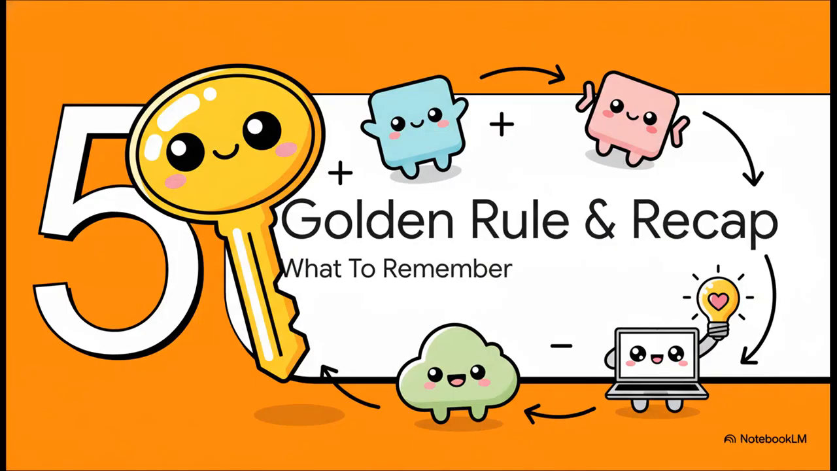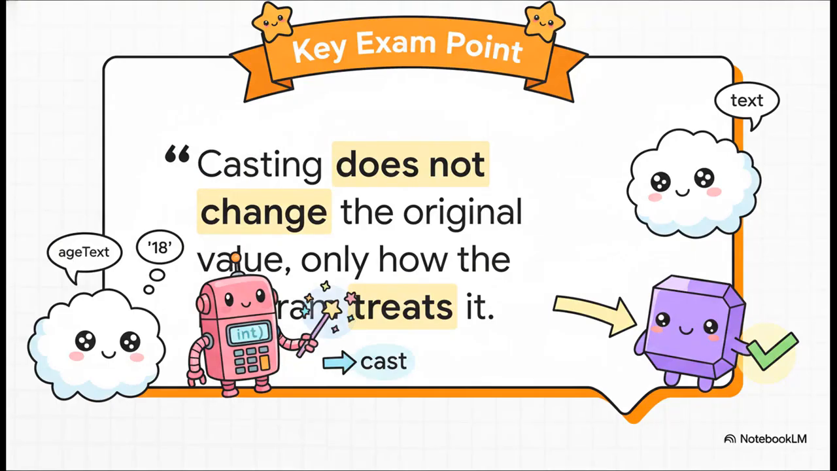Okay, we have covered a lot of ground. So let's take a second to lock in all this knowledge and recap the most important things you need to take away from this. Now, this is a super important detail to understand, especially for exams. When we cast that age text variable into a number, the original age text variable doesn't actually change. It still holds the text 18. What casting does is create a new, translated copy of that data for us to work with. It doesn't destroy the original, and that's a crucial distinction.